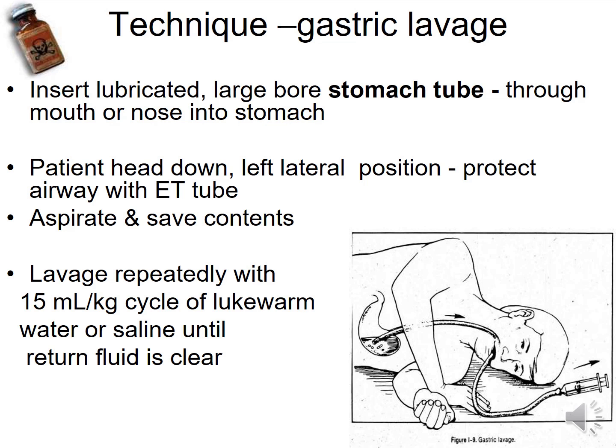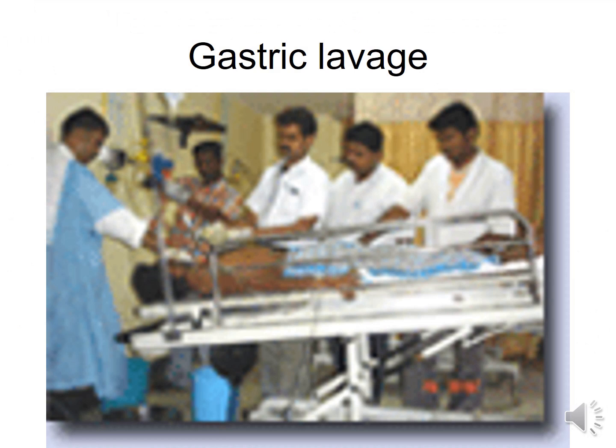Lavage is done with lukewarm water or saline, 15 ml per kg, cycled in and out. You introduce 15 ml per kg normal saline or lukewarm water and then take it out again. This process is continued until the return fluid is clear. Gastric lavage is done with the head down position.